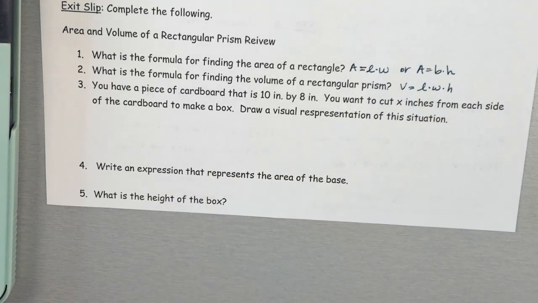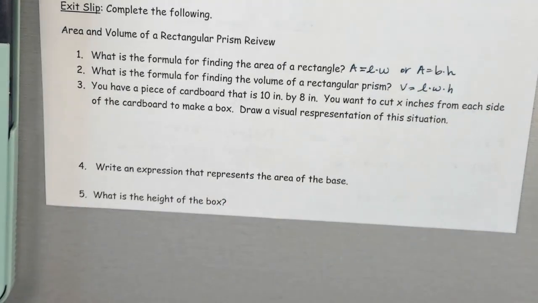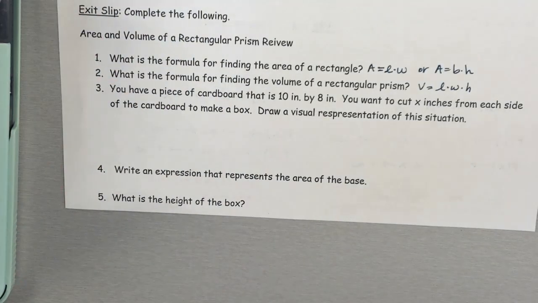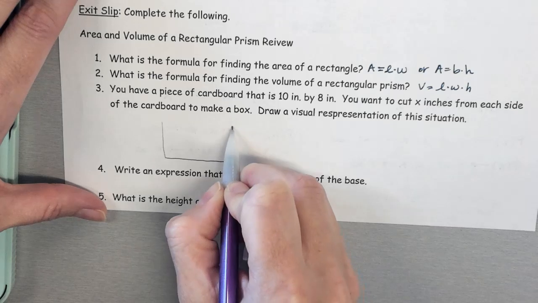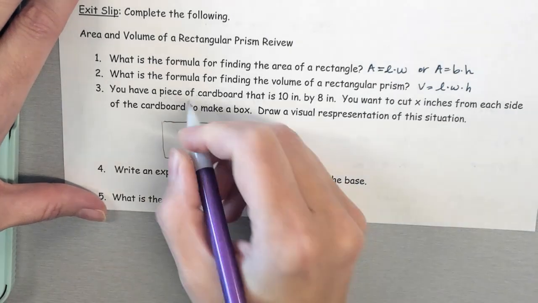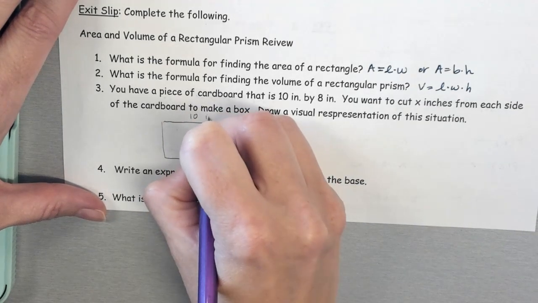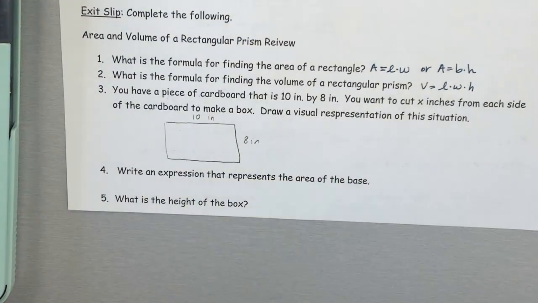Great. Okay, so you have a piece of cardboard that's 10 inches by 8 inches. So let's just draw that first. Doesn't have to be to scale. Mine is not. Okay, so then what you want to do is cut X inches from each side to make a box.